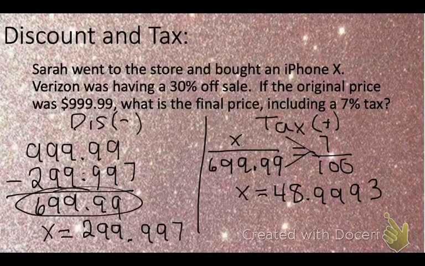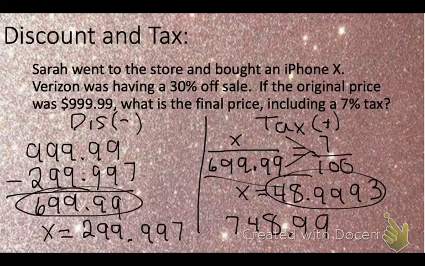And, all right, so we need to add this to our total price, and that's the final price we're going to pay. So if I add 48.9993 plus 699.99, I get 748.989, so 0.99. All right, so that's how much Sarah's going to pay after the 30% off and the 7% tax.